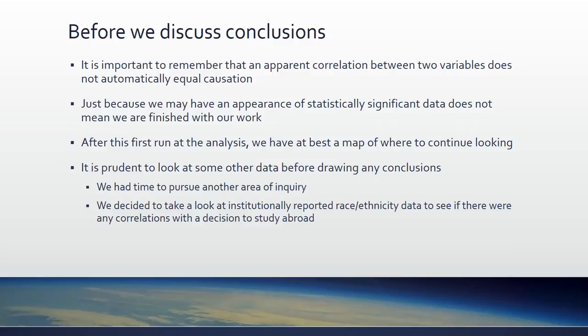It's definitely prudent that we also look at some other data before we draw conclusions. And we had a little bit of time for another area of inquiry. So we decided to look at race and ethnicity to see if there were any correlations with the decision to study abroad. I picked that one because it's kind of the opposite of the questions we've been looking at, which have a lot to do with opinions and perceptions about how students see what their institution values. So it's a very different way to look at things.